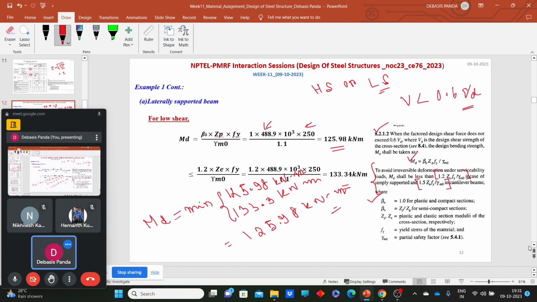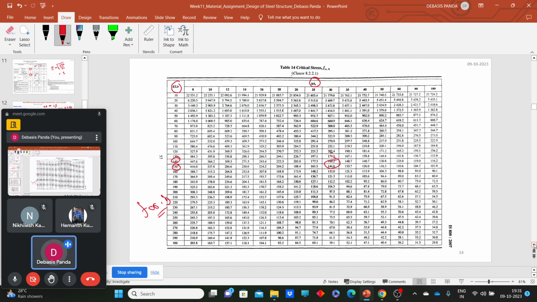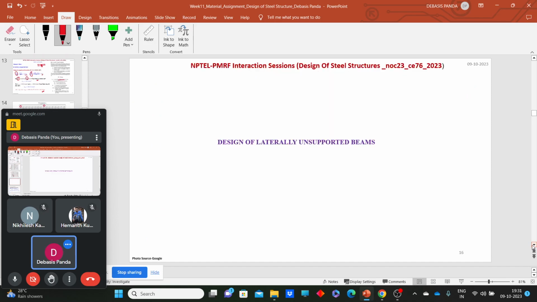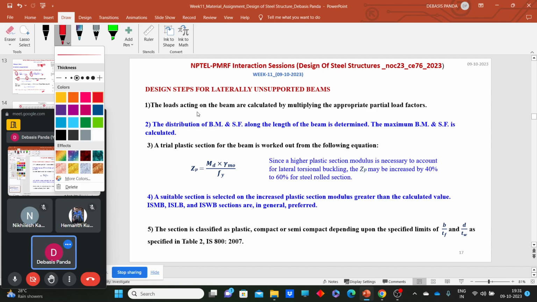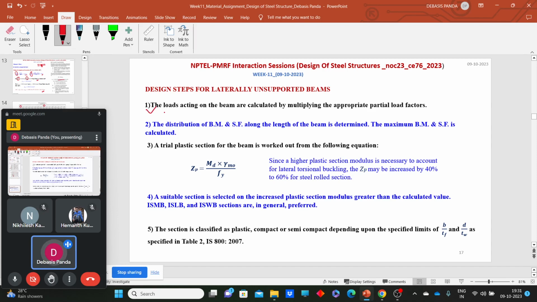So now, what should be the design procedure? Obviously, the design procedure should be the same as for laterally supported beams, but the calculation of your design bending capacity will be different. So let's quickly go to those steps. Then we will go to the next topic. So first, what do we need to do? Obviously, we are designing a beam. So first thing, we need to calculate the loads. Then we need to factorize the load, in the first step calculate the total load.